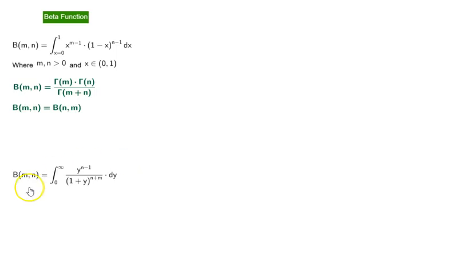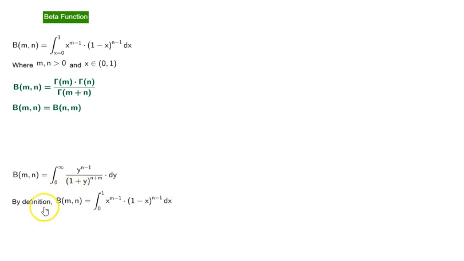Now the claim is that beta of m comma n is equal to the integral 0 to infinity of y to the power of n minus 1 by 1 plus y to the power of n plus m dy. So here, if you notice, the limits in case of beta function is 0 to 1. Here we have the limits as 0 to infinity. And the claim is that they both are equal. So let's see how we can see whether that is true or not.